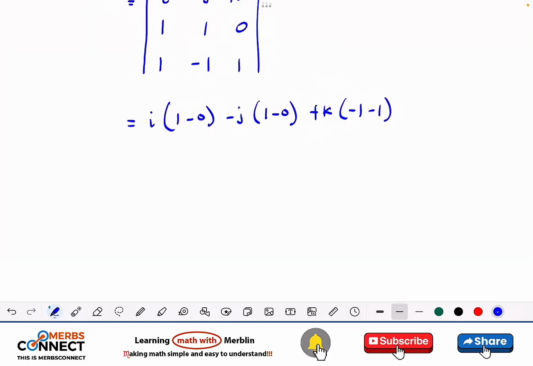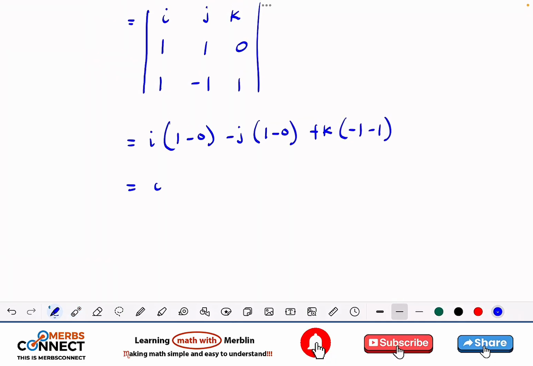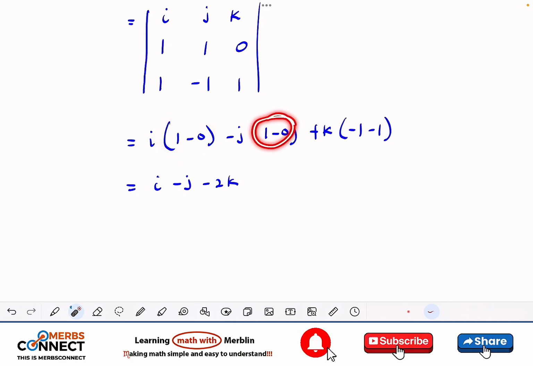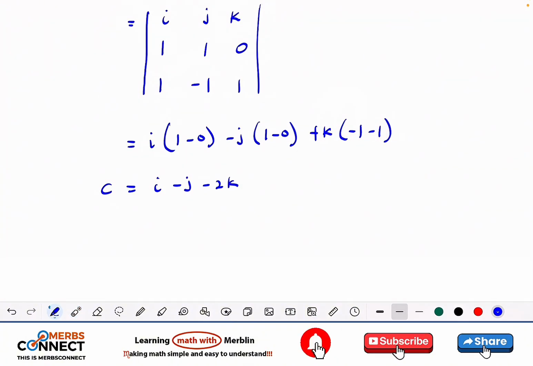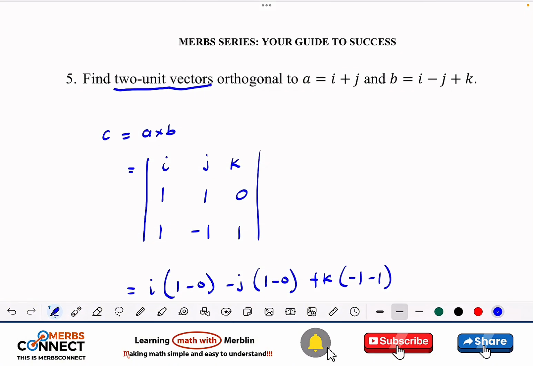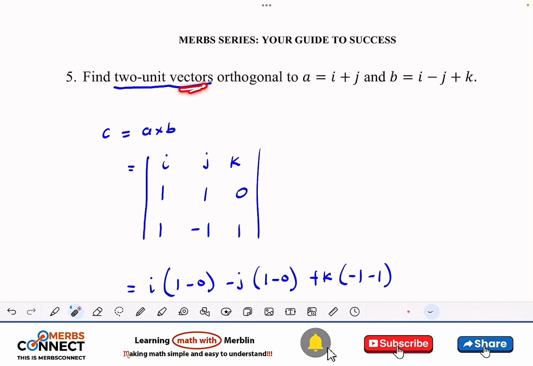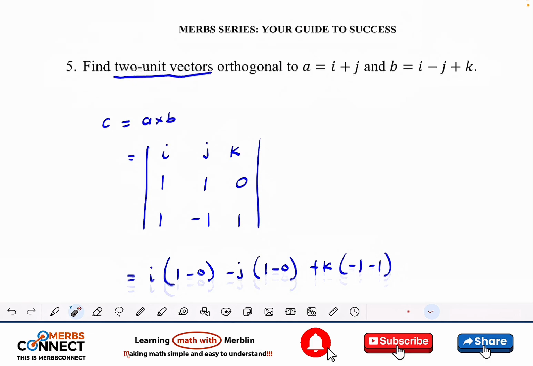Good. Indeed. So we are going to have something like I minus J minus 2K, right? When we simplify this, this one will be I, this one will be minus J, this is minus 2 times this, which will give us this. So this is our vector C, right? So vector C is the vector which is perpendicular to A and B. We want to find the unit vector of that.